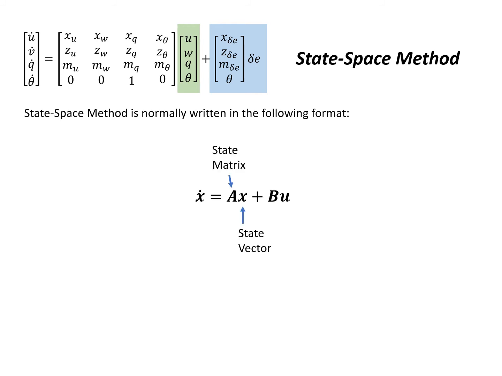So we have X, we call it the state vector, and the big A matrix is the state matrix. That's why we call it the state space method, because X is called the state vector and A is called the state matrix. And then we have X dot, because it's a derivative of X, the derivative of the state vector. And on the very right-hand side, U is a control vector, which in here is the elevator angle. And then we have the input matrix B, which connects with the control vector.